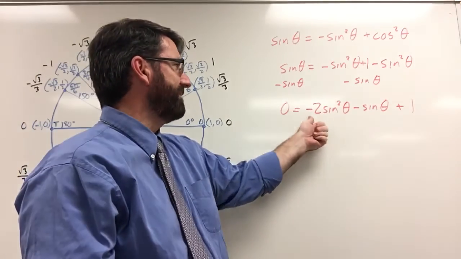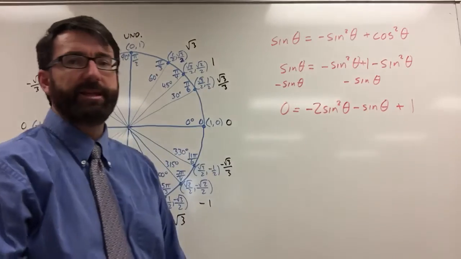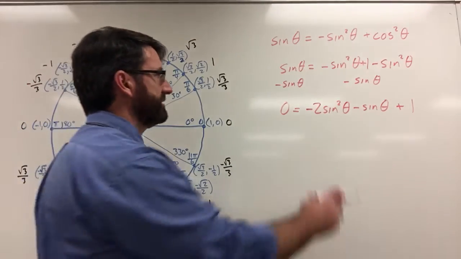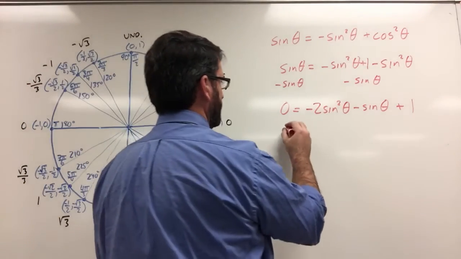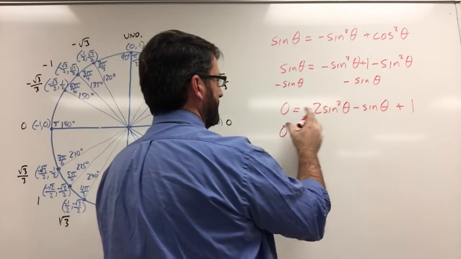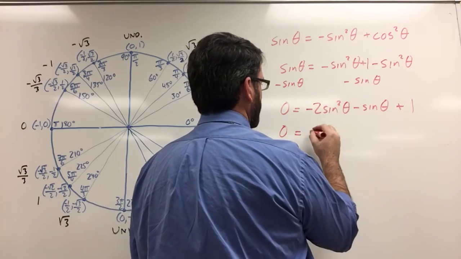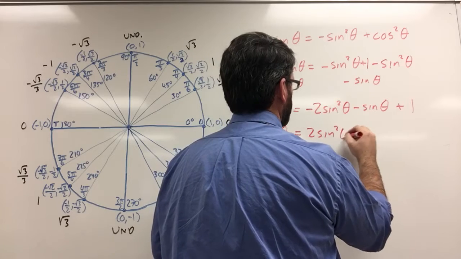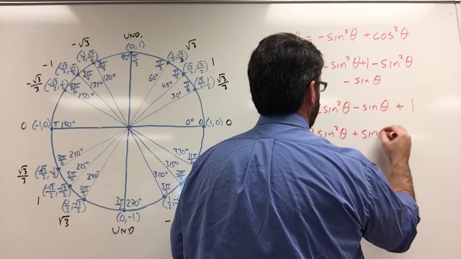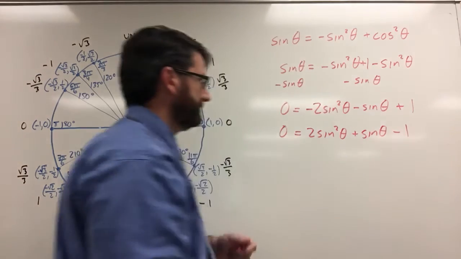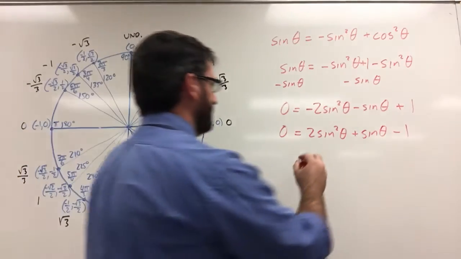I don't usually like to have a negative leading coefficient when I'm factoring. So let's multiply this whole thing by negative 1. So we get 0 on this side. Over here we get 2 sine squared theta plus sine theta minus 1. All right, now we can factor this.